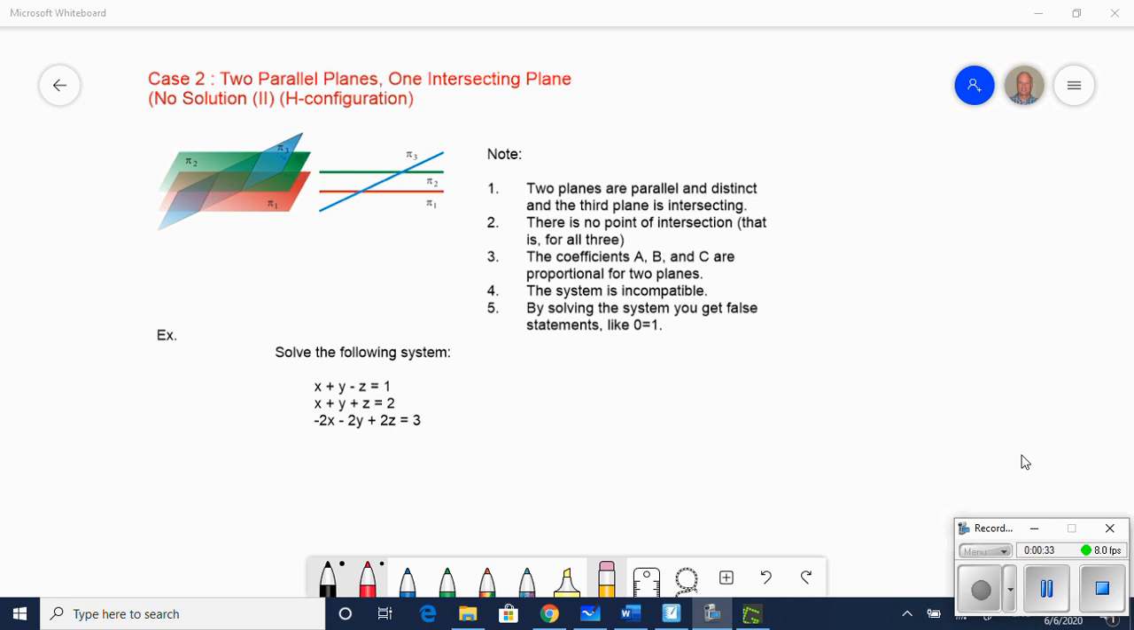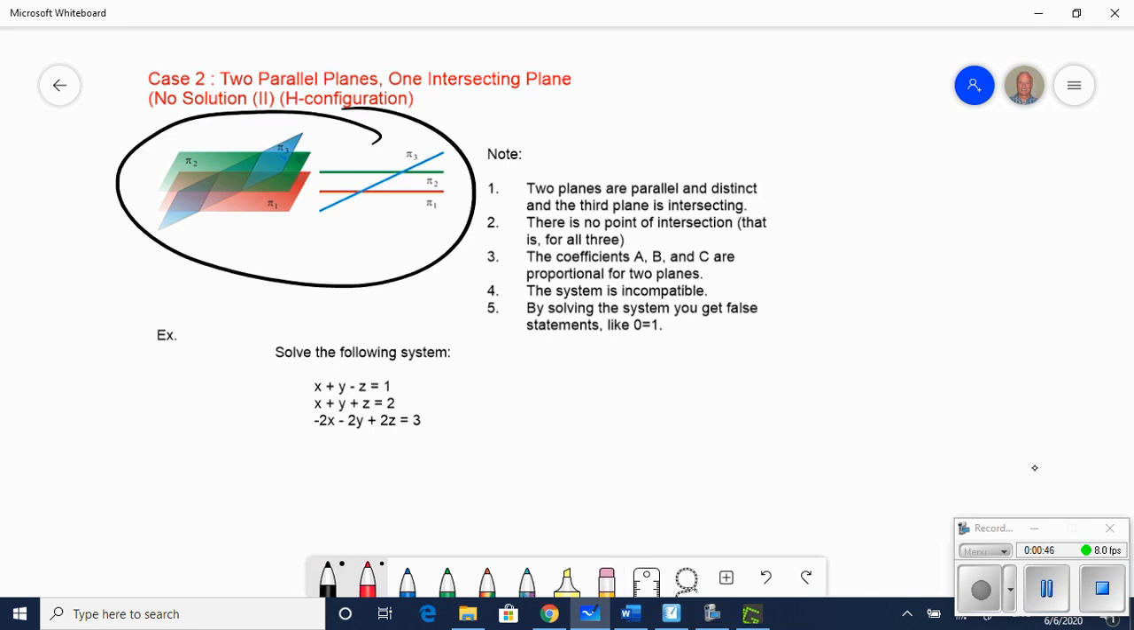I'm obviously going to solve the system in a minute, but I want to look at just the diagram for now, and then these notes. So two planes are parallel and distinct, and a third plane is intersecting. When a third plane is intersecting, it'll be a line of intersection between plane 2 and plane 3, and a different line of intersection between plane 3 and plane 1.